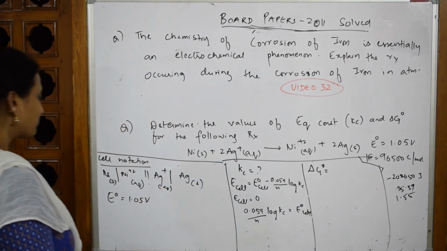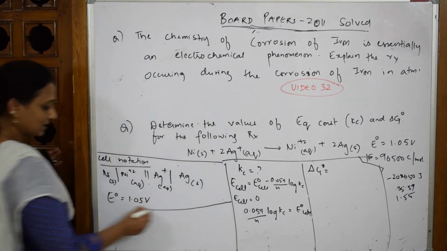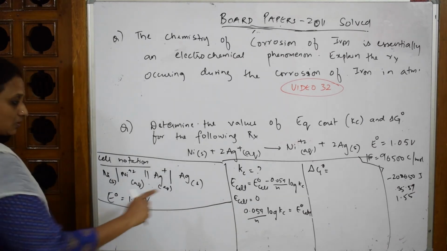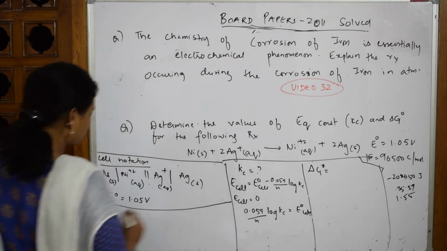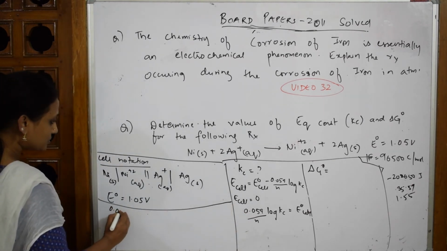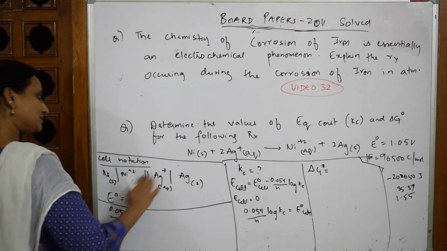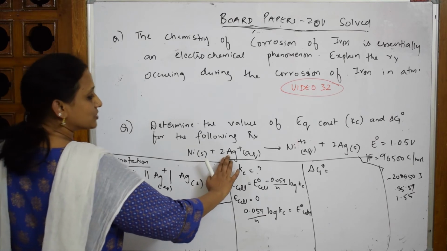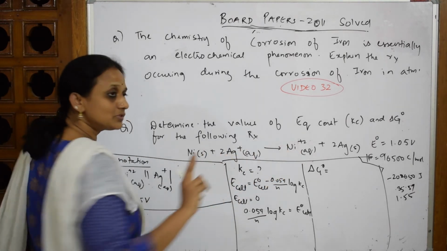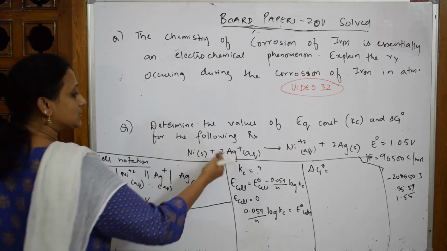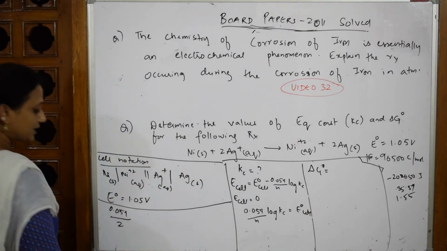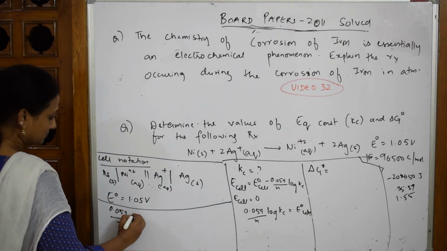Done. Let's start. Now, there's no space there, I'll solve that sum here. Now, what is this 0.059? How many electrons got transferred here according to this equation? 2 electrons, isn't it? Ni plus 2 means 2 electrons have gone from anode to cathode. So 0.059 by 2. Done.